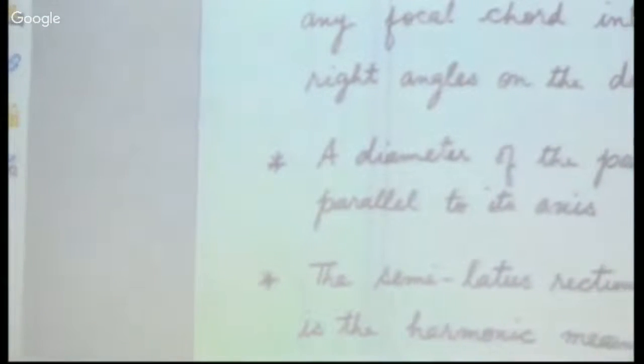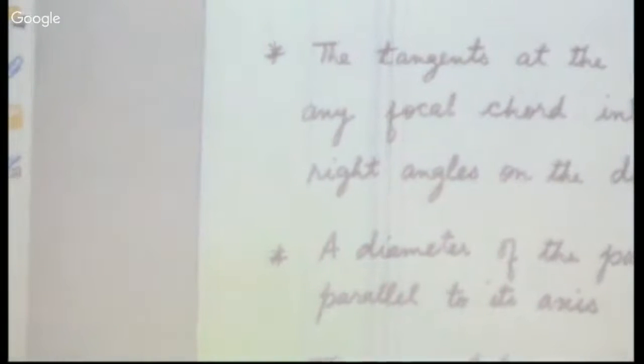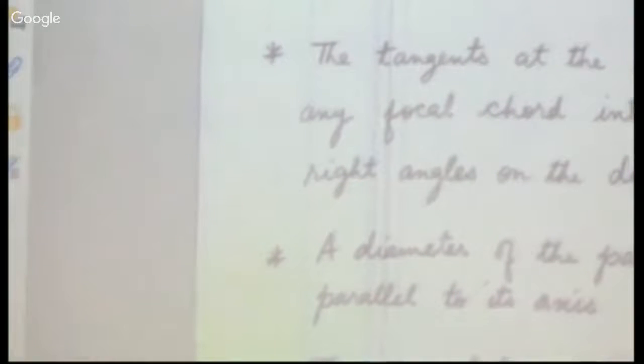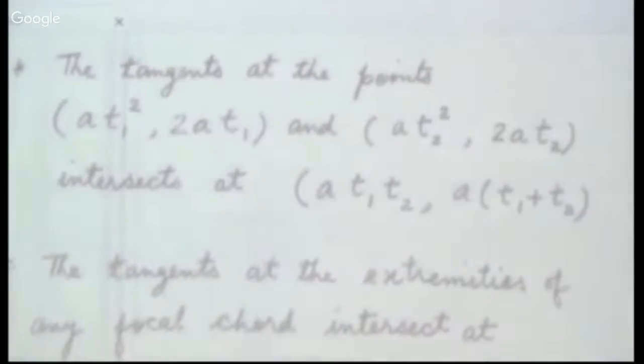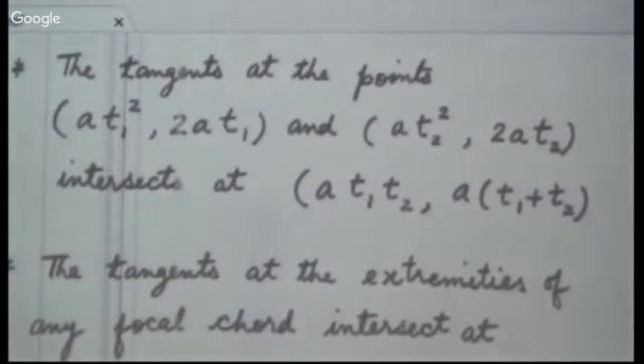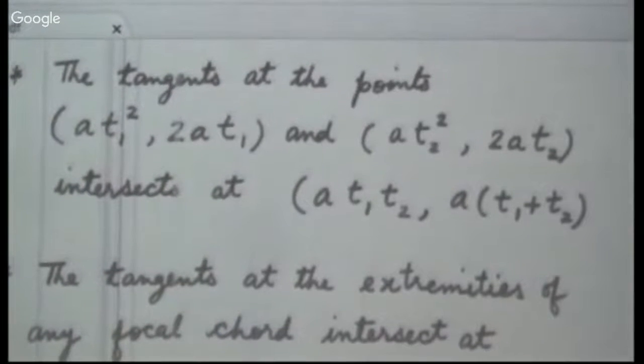The tangents at the points a t1 square, 2a t1 and a t2 square, 2a t2 intersect at the point a t1 t2 and a times t1 plus t2. So in parametric form we have an advantage.